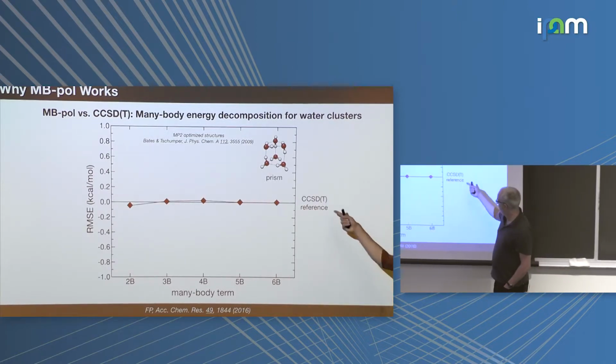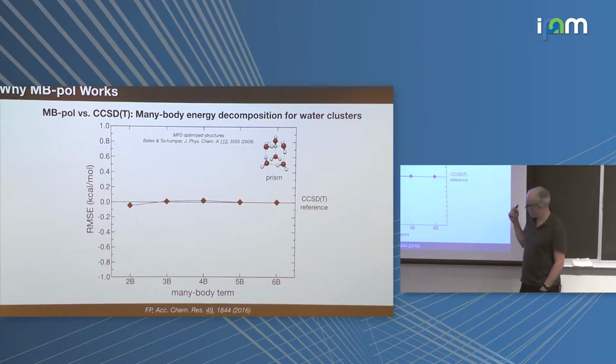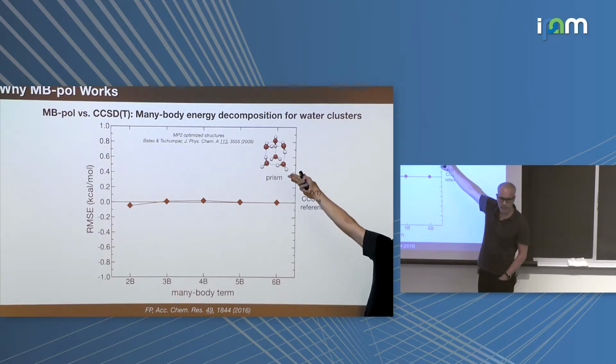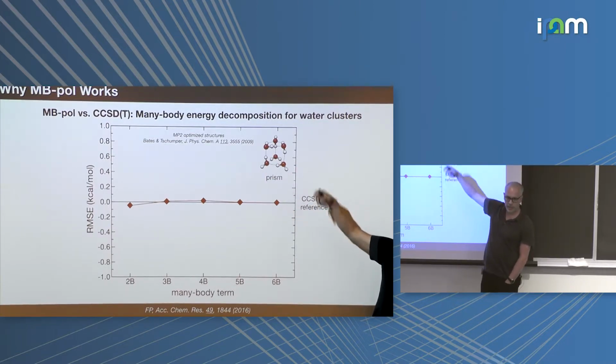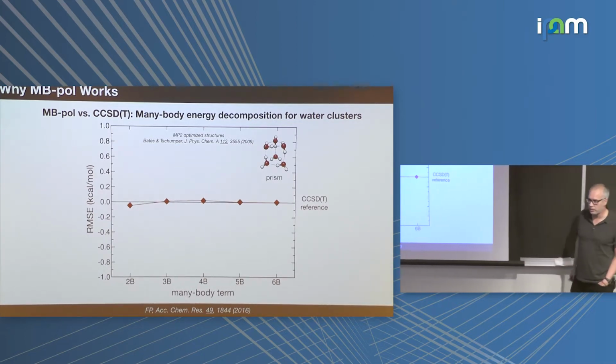I mean, with CCSD you cannot get the many-body decomposition, right? Yes, I can, because what I can do is take the cluster, look at all the dimers, all the trimers, and write the energies as a decomposition like this. So there are many coupled cluster calculations.